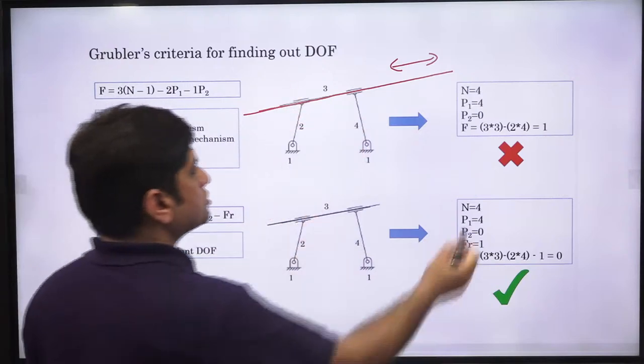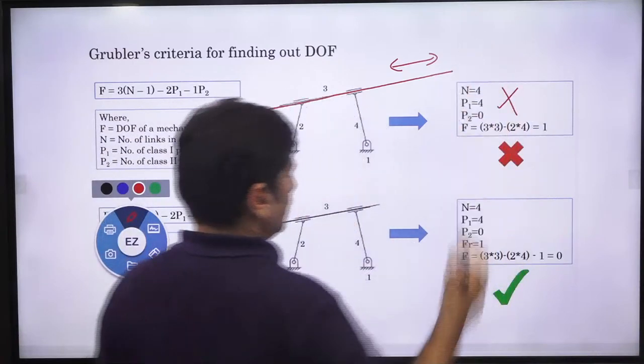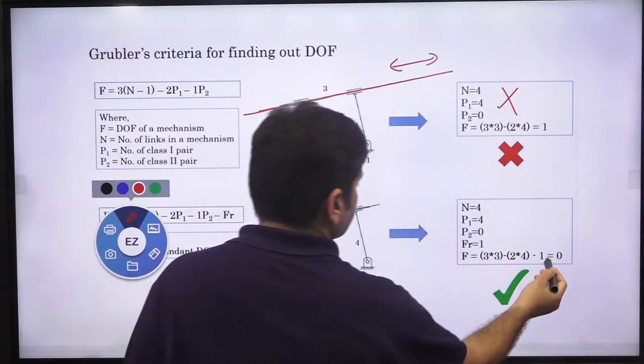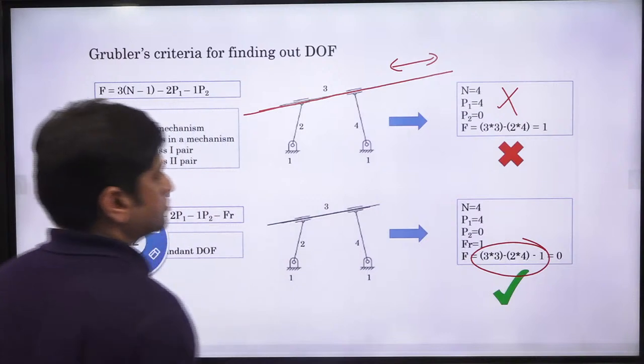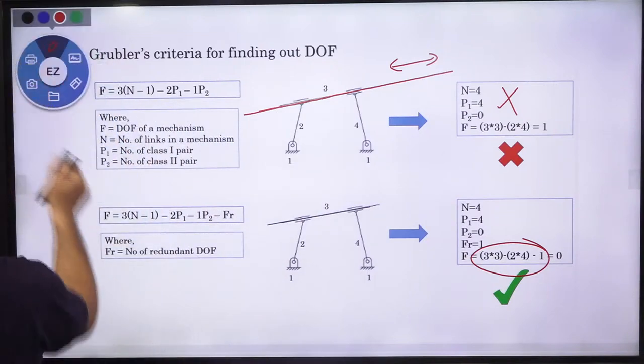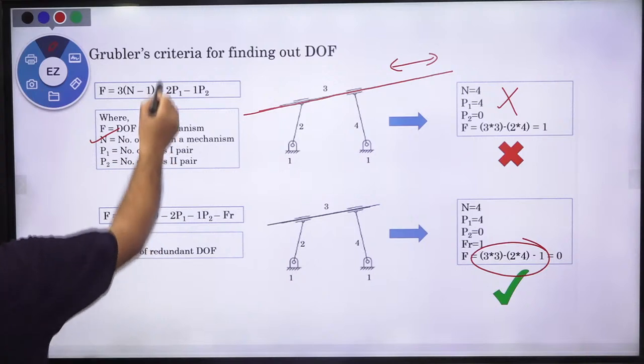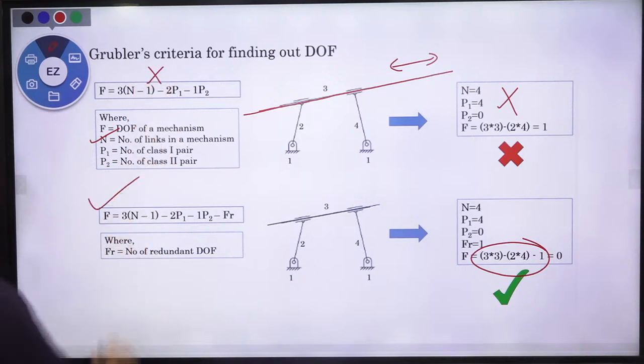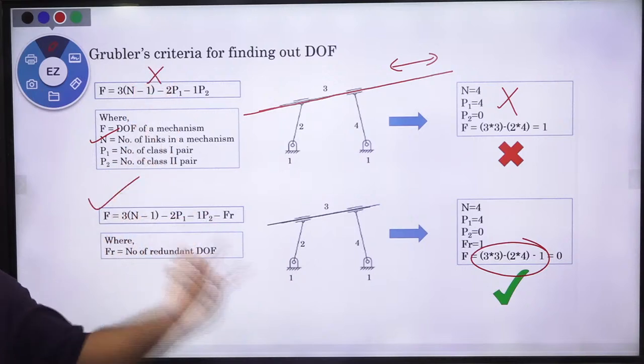I cannot use this formula now. Globular. I need to use the special globular formula. How many links are there? How many number of pairs are there? I have number of links now. So I cannot use this formula. I need to use this formula. Please update this formula in your copy.